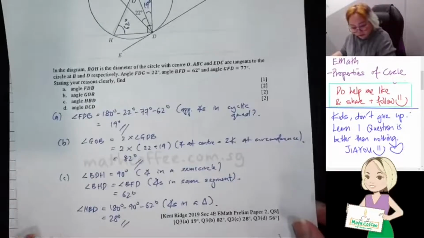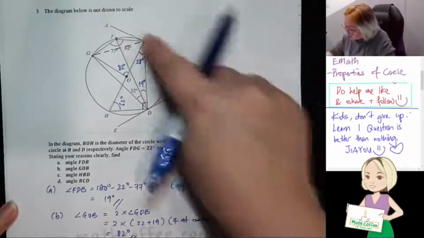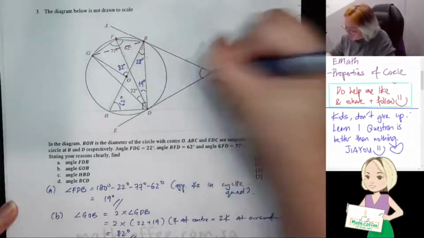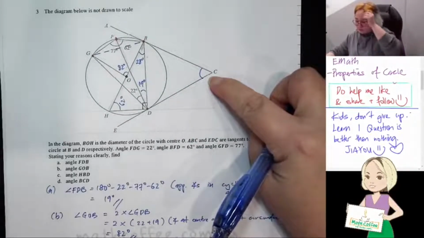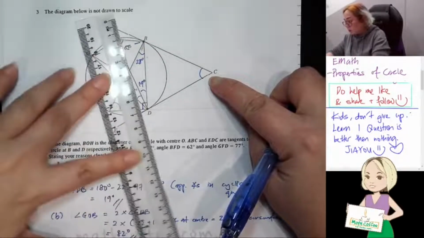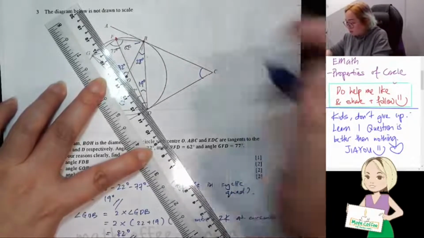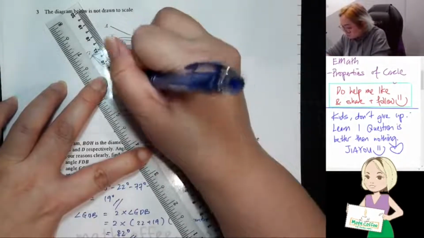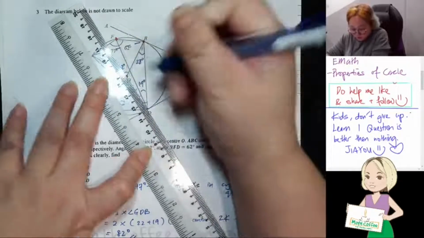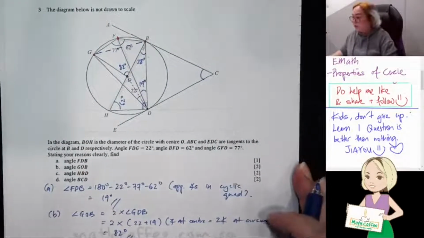Now we need to find BCD. So let's see where's my BCD. BCD is over here. So I need to find this angle over here. Okay, I will need to draw the line from O to D. Why? Because there is a property which we call tangent from external point. So what is the property about?